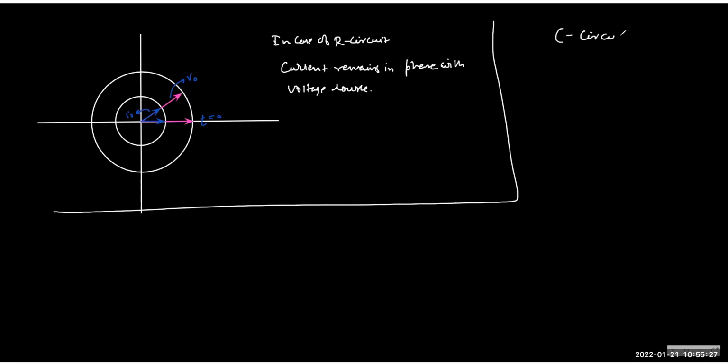C circuit. So what happens if a capacitor is given an alternating source of voltage?